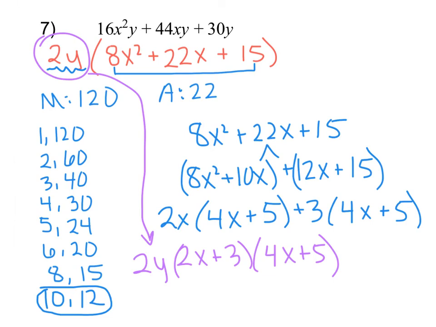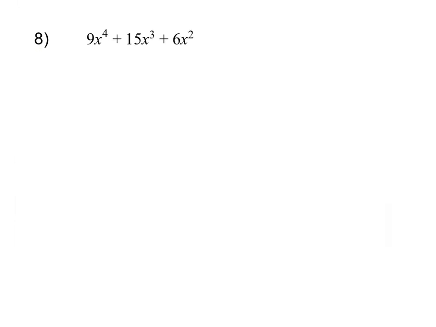Go ahead and pause the video and try number 8 on your own. Number 8, we have 9x to the 4th plus 15x cubed plus 6x squared. So first I'm going to find the greatest common factor. So looking at all these numbers, I can take an x squared out of each of these terms, and I can also take a 3 out of them. So I'm going to factor out from the beginning a 3x squared. So now I'm left with 3x squared plus 5x plus 2.